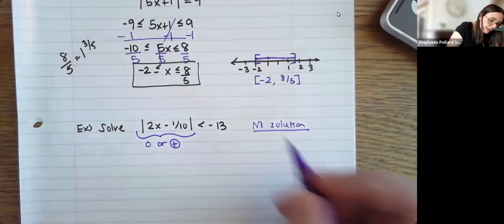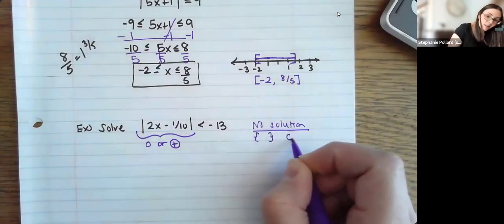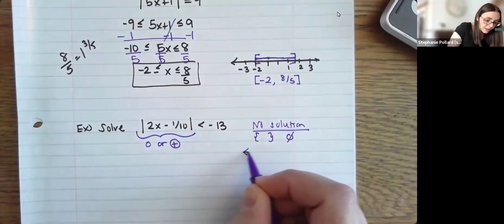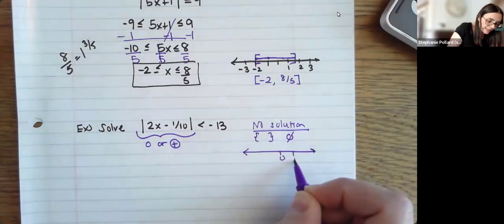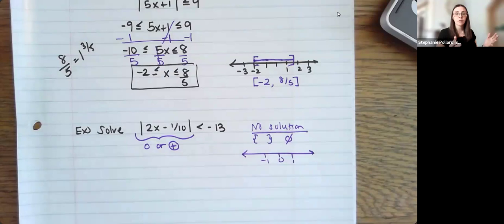So again, you can write that as the empty set. You can write it as the null set. If you were graphing this, you would pick the graph that has nothing on it. So for a less than symbol, again, this is not going to happen with a negative on the other side.